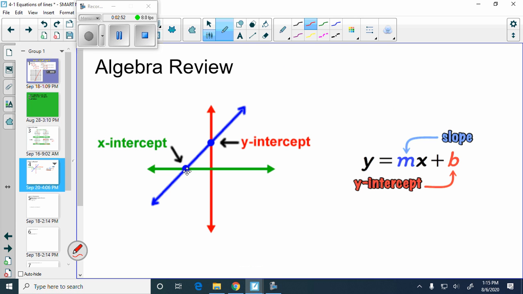The x-intercept is where the line crosses the x-axis, and the y-intercept is where the line crosses the y-axis. It's where they intercept one another. The equation in slope-intercept form is y = mx + b, where the m stands for the slope and the b is the y-intercept, or the y value of that intercept right here. So this would be (0, b), whatever that is.